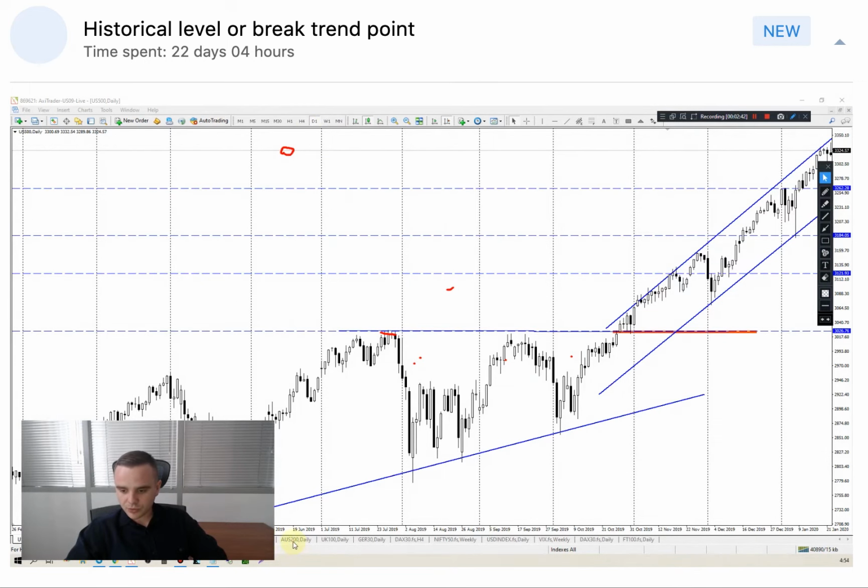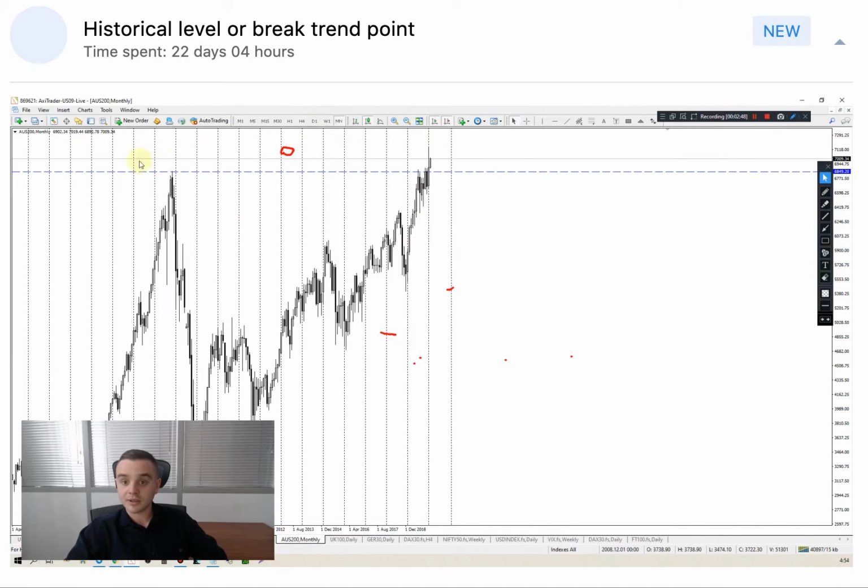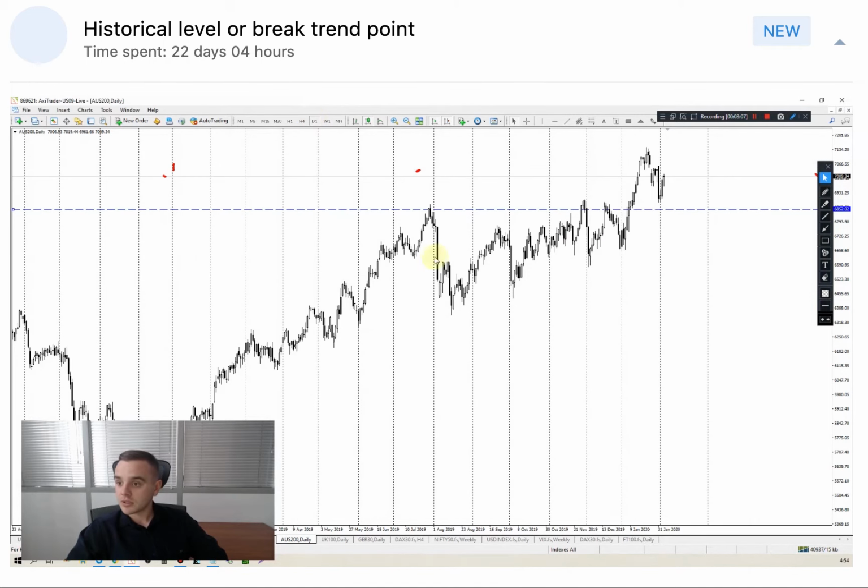Another example for you on the Australian index. We can open even a monthly chart. Take a look at this picture. It was the 2017 high, and this is the first reaction on that level. Take a look here. It was this first reaction. 4,000 pips risk, and price dropped 45,000. That means risk reward was 1 to 10.